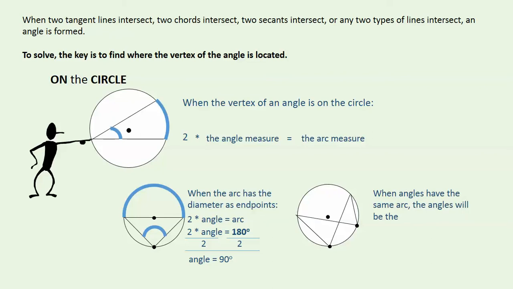When angles have the same arc, the angles will be the same. So we notice that we have an arc here and 4 different lines coming off of it. So both the angles formed will have the same measure.